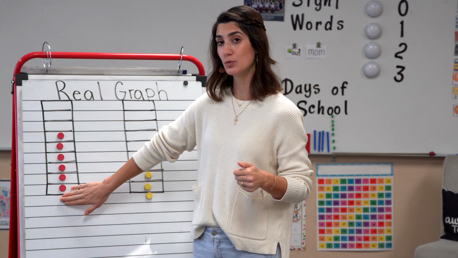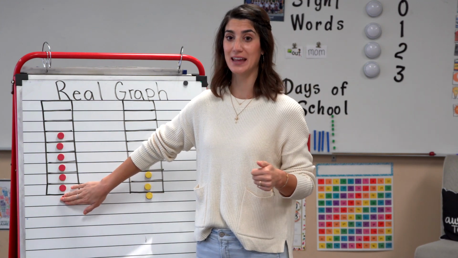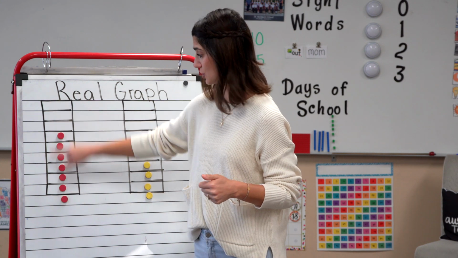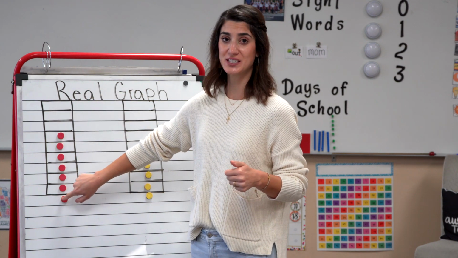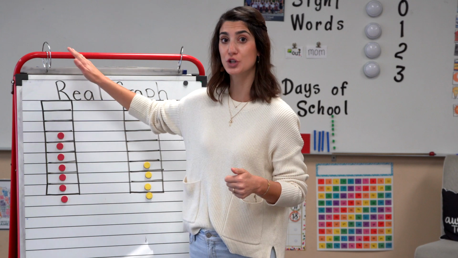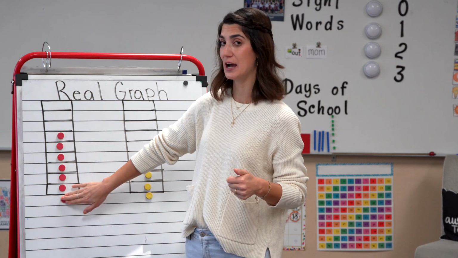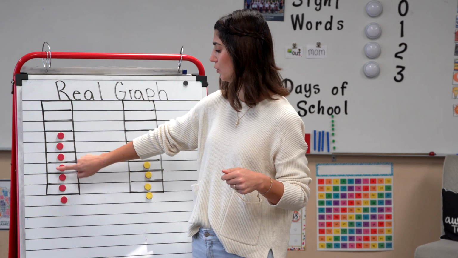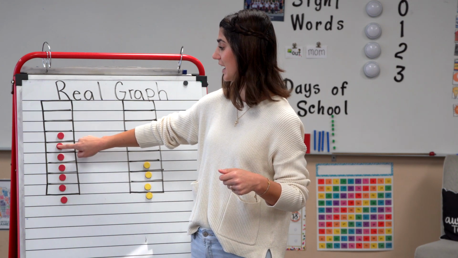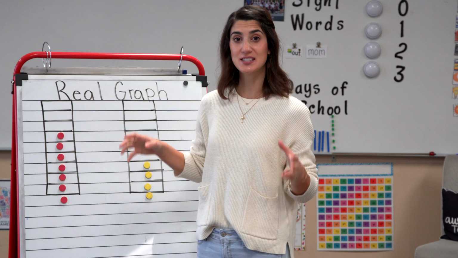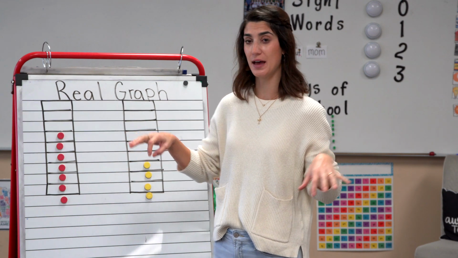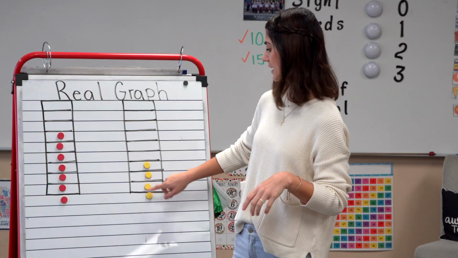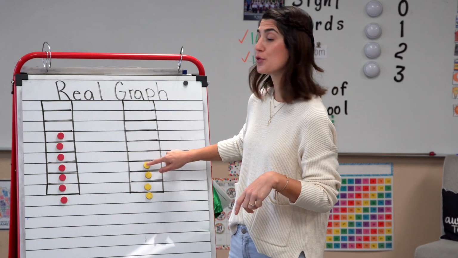And we don't count the counter down here, that's the label counter. So this one is not in the graph. This one's just telling me what color was going in this graph. So I'm not going to count this counter, but let's count the rest of them. 1, 2, 3, 4, 5, 6. So we have 6 red counters when we sorted them. What about yellow counters? We have 1, 2, 3.